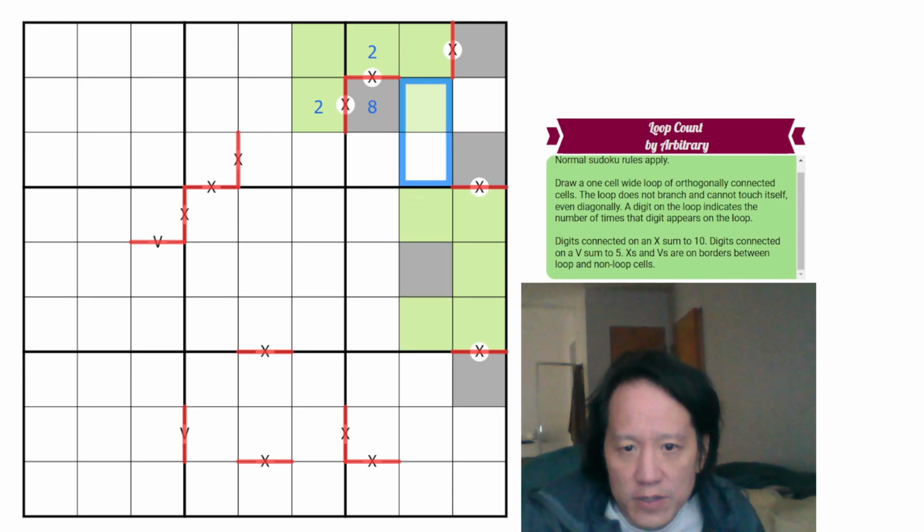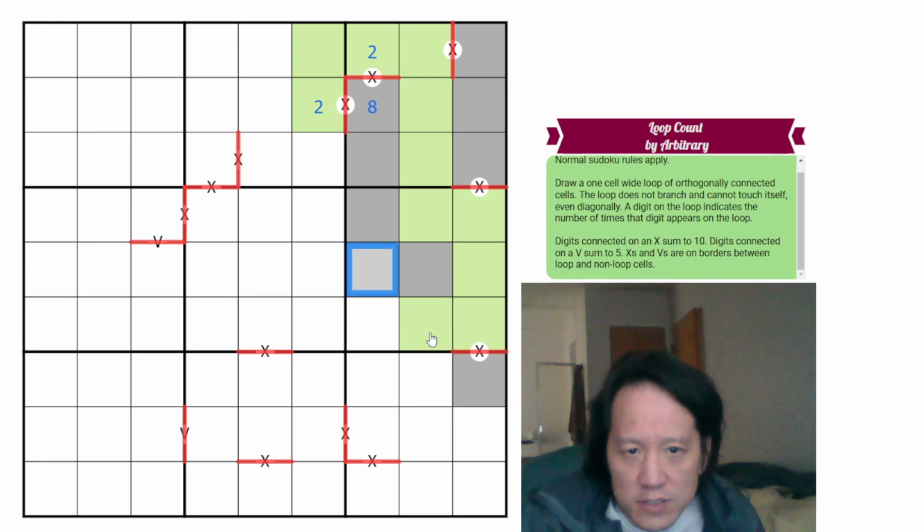This has to continue out this way, actually. So this, we know that's part of the loop. These cannot be part of the loop because it would touch itself. Same here.